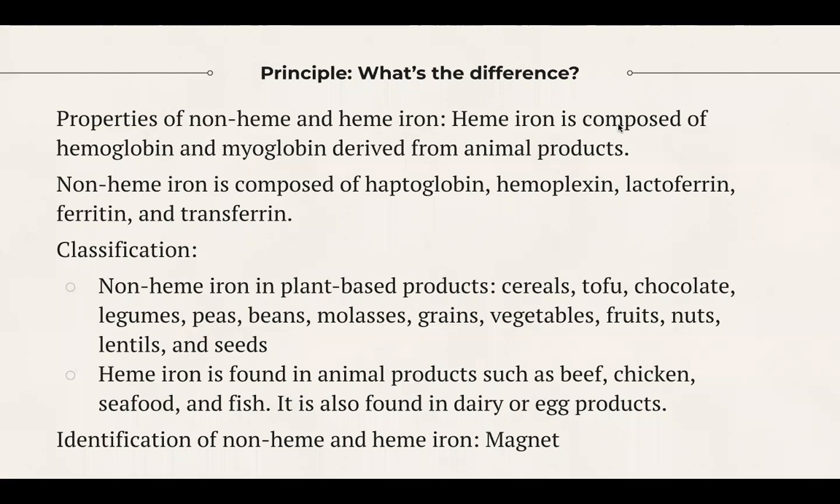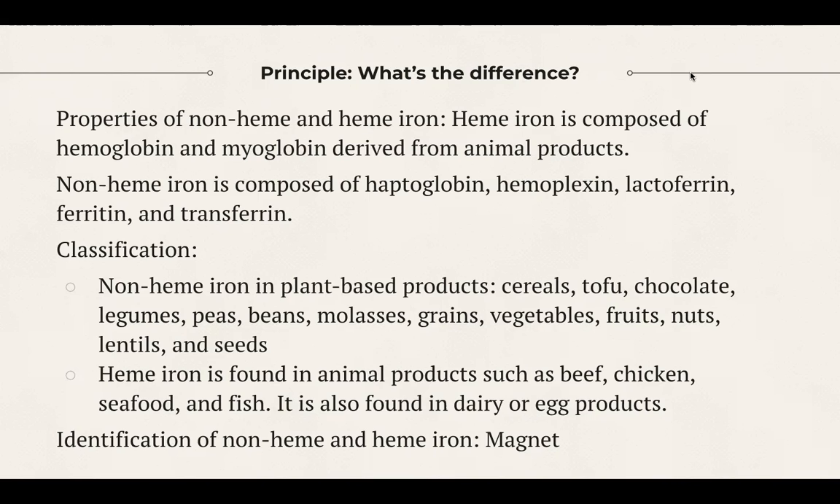Principle: what's the difference? Properties of non-heme iron and heme iron. Heme iron is composed of hemoglobin and myoglobin derived from animal products, whereas non-heme iron is composed of haptoglobin, hemopexin, lactoferrin, ferritin, and transferrin. Classification of these two: non-heme iron in plant-based products are cereals, tofu, chocolate, legumes, peas, beans, molasses, grains, vegetables, fruits, nuts, lentils, and seeds, whereas heme iron is found in animal products such as beef, chicken, seafood, and fish.